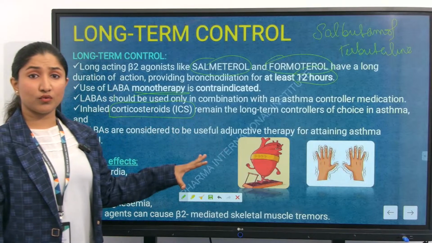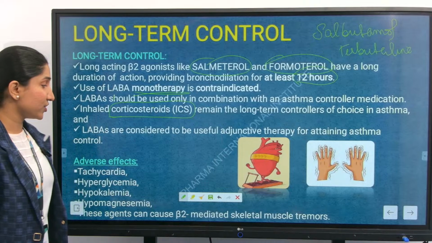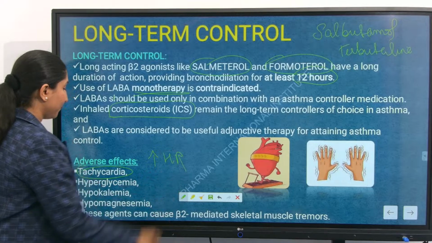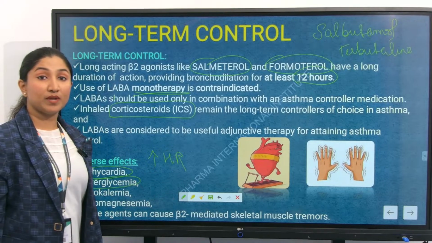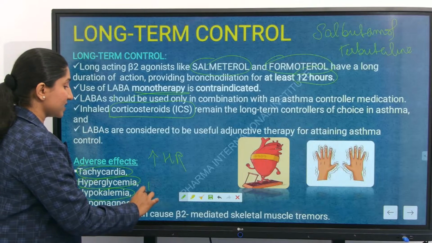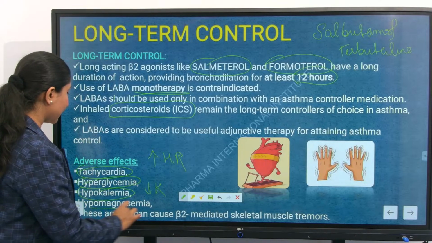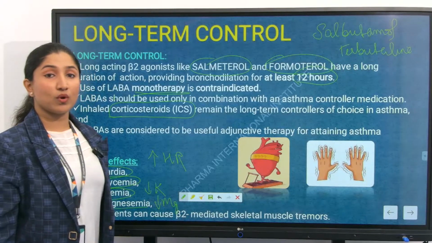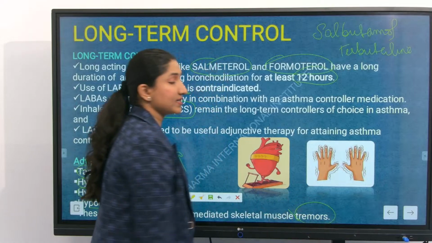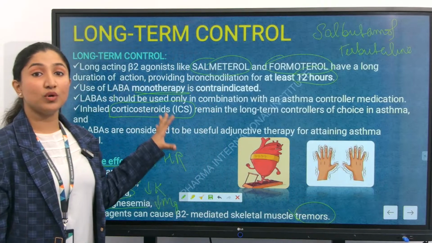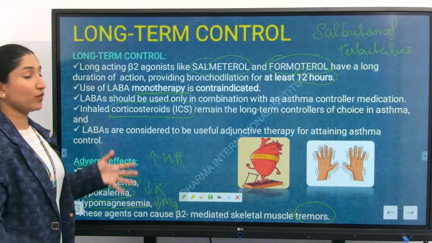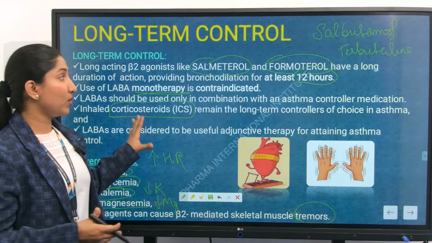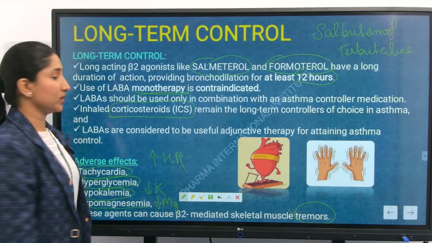Now, what are the side effects or adverse effects of this class of drugs, the beta-adrenergic agonists? They can cause what? Tachycardia. Tachycardia means increased heart rate. They can also cause hyperglycemia, increased blood sugar levels, hypokalemia, decreased potassium levels, and hypomagnesemia. Hypomagnesemia is decreased magnesium levels, and they can also cause skeletal muscle tremors. So these are some of the common adverse effects of the beta-2 agonist drugs. Okay, so they are used for bronchodilation, the short-acting agents for acute bronchoconstriction symptoms, whereas the long-acting agents along with inhaled corticosteroids for long-term control.